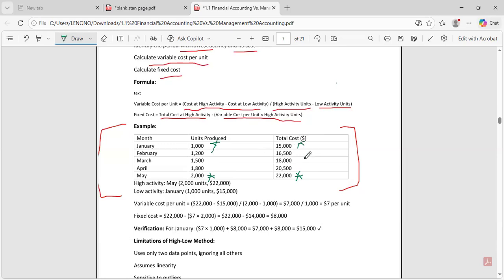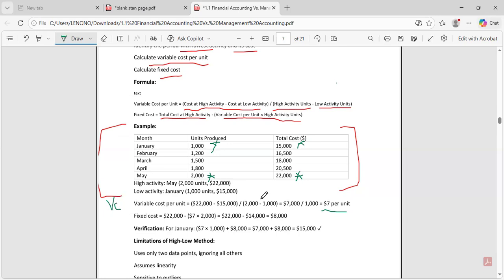So you find the difference, the cost at highest activity level, which is $22,000 minus $15,000. Then we divide by the difference between the highest activity level and the lowest activity level, which gives us $7,000 divided by 1,000 units, which is giving us $7 per unit. This is the variable cost per unit.